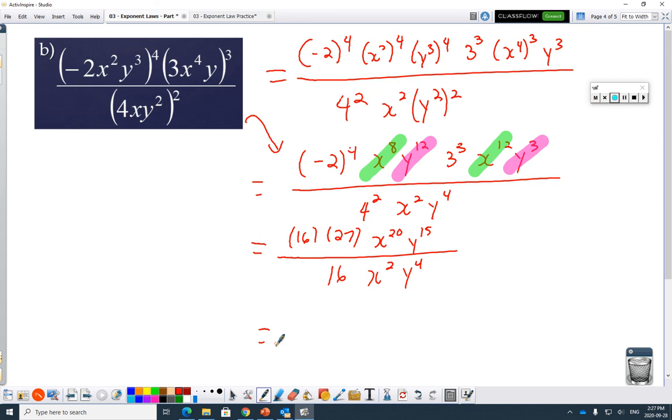So last line of this question, the 16s cancel. You can go 16 times 27 reduced if you want, but you're going to end up with 27. 16 times 27 divided by 16, those will cancel. So I get 27.